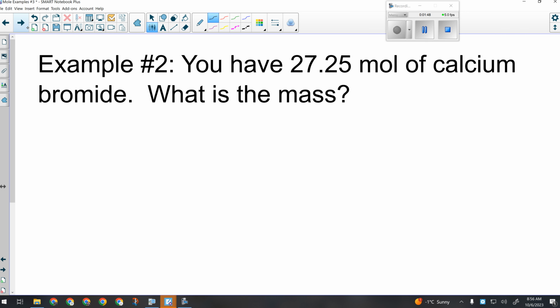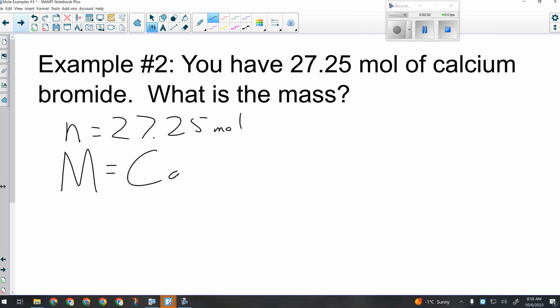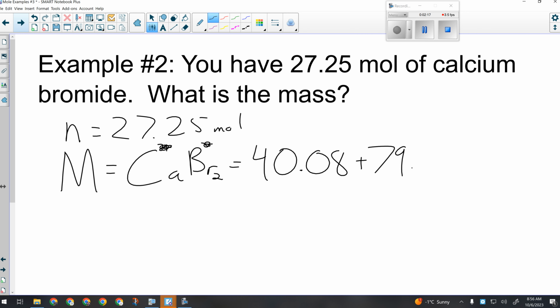All right. For number 2, in number 2, they give us 27.25 moles. What did they give me? N, right, number of moles. 27.25 mole of calcium bromide. Big M, right. Calcium, 2 plus, bromine, 1 minus, CaBr2. So, 1 calcium, 40.08, plus 2 bromines, 79.9 times 2.